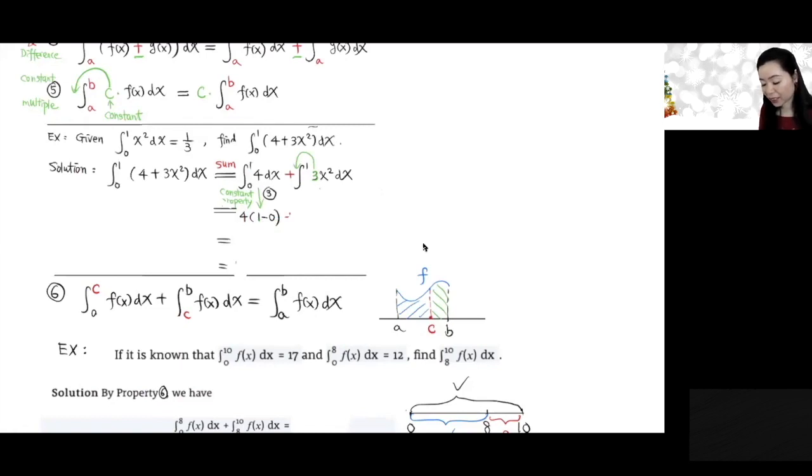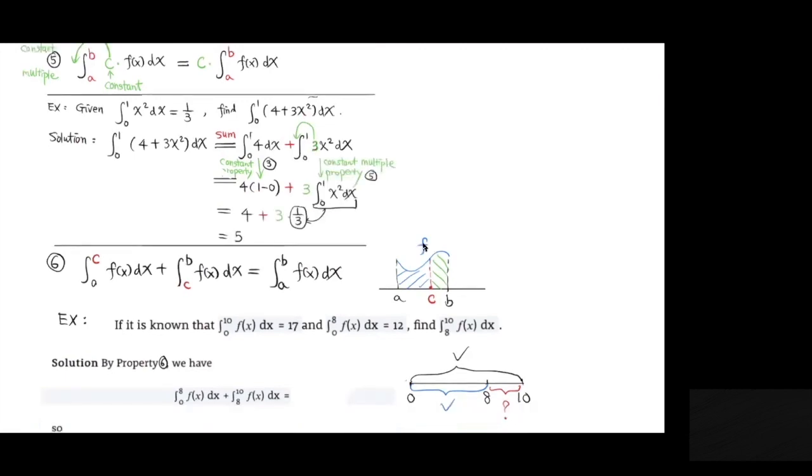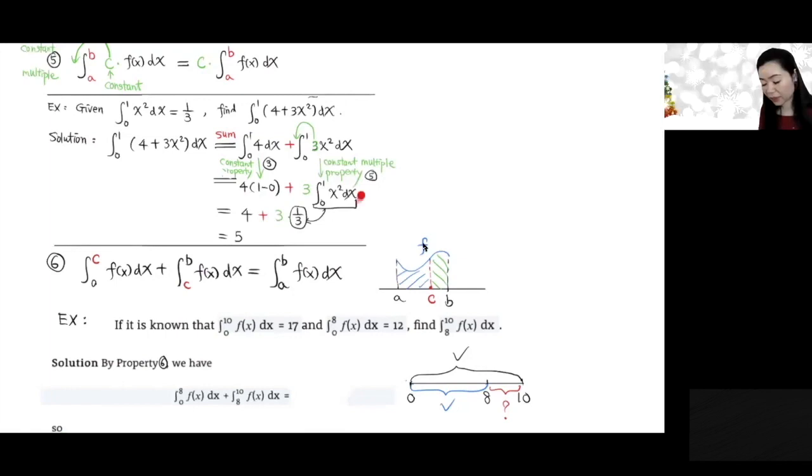This one here, this 3 is a constant multiple, so bring this 3 in front. Now, this integral is given to be 1/3. That was given. So you have 3 times 1/3 for this part. Adding 4 here, you will have 5. So this integral is equal to 5.